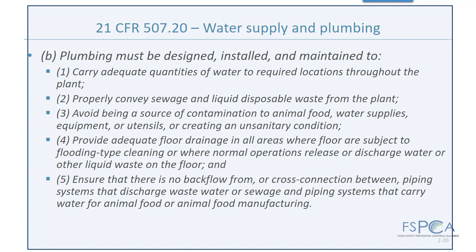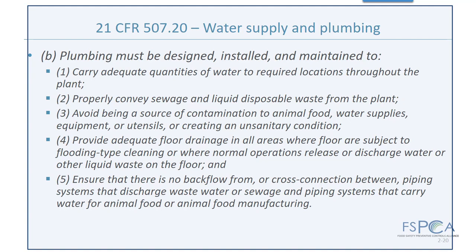So let's talk a little bit about plumbing too. We kind of talked about water supply. Now we can talk about the plumbing as well. The plumbing must be designed, installed, and maintained to carry adequate quantities of water, properly convey sewage, avoid being a source of contamination, provide adequate floor drainage, and ensure that there is no backflow from or cross-connection between piping systems that discharge wastewater or sewage and piping systems that carry water for animal food or animal food manufacturing. So just making sure there's not an introduction of hazards in the plumbing system as well.